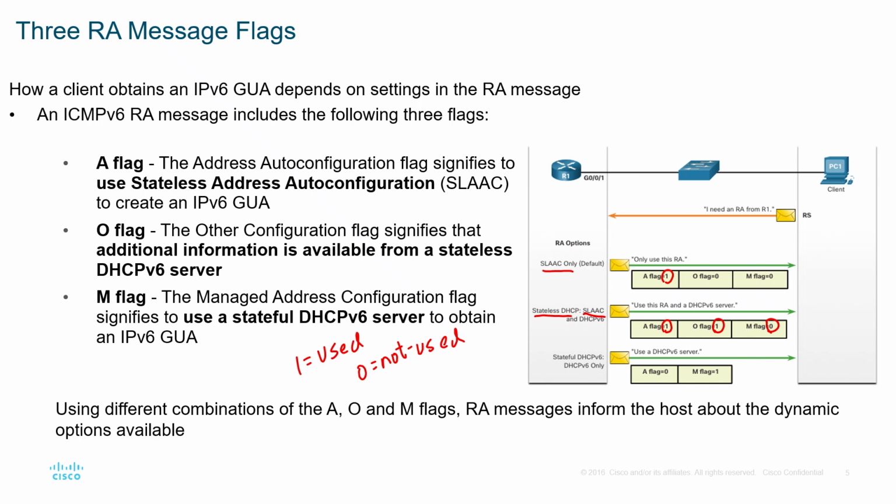So, in paying attention to your ones and zeros and the flags in this example, in the first circumstance, my flag A is set to 1, so I'm using SLAAC. In the second example, my A and my O are set to 1, so I am using SLAAC and my DHCPv6 server. And lastly, only my M flag is set to 1, so I am only using the server.